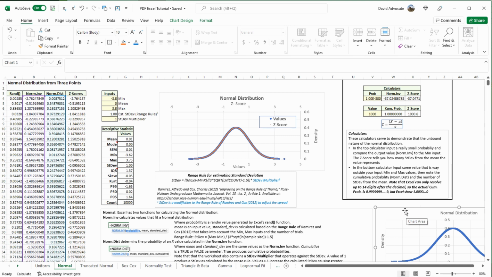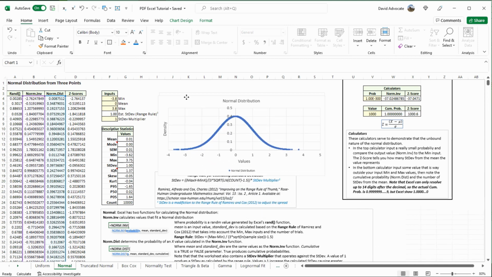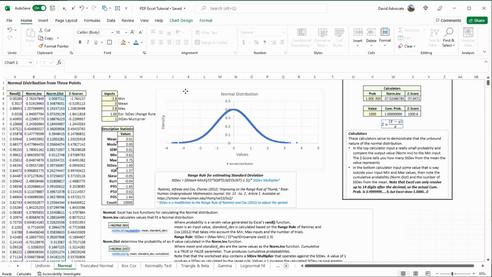Let's play around with this normal distribution tool in Excel. So I have another chart here I'll bring up.